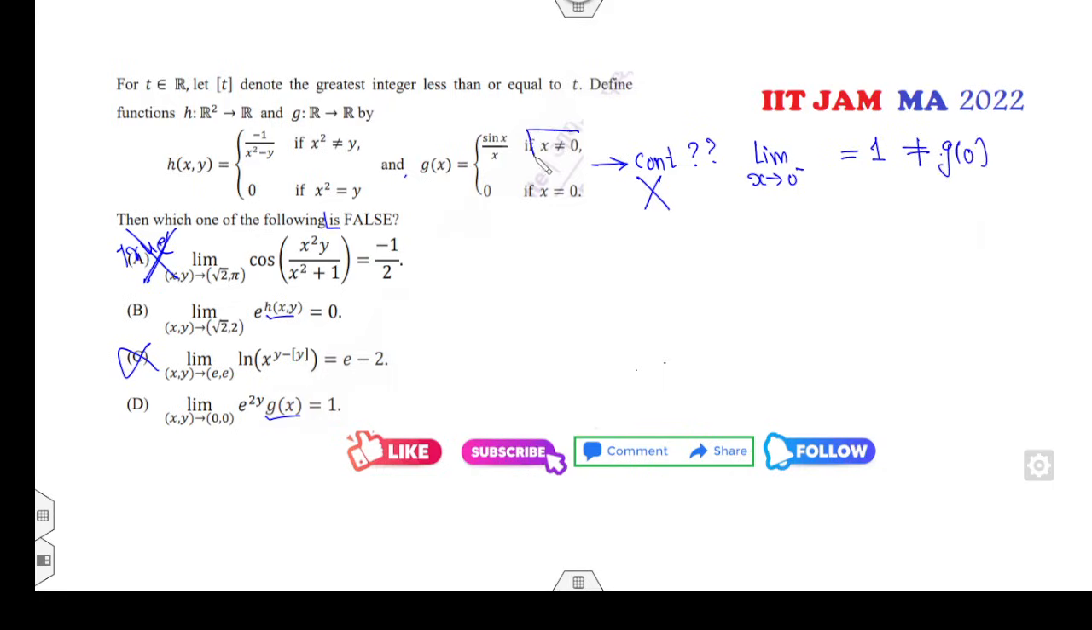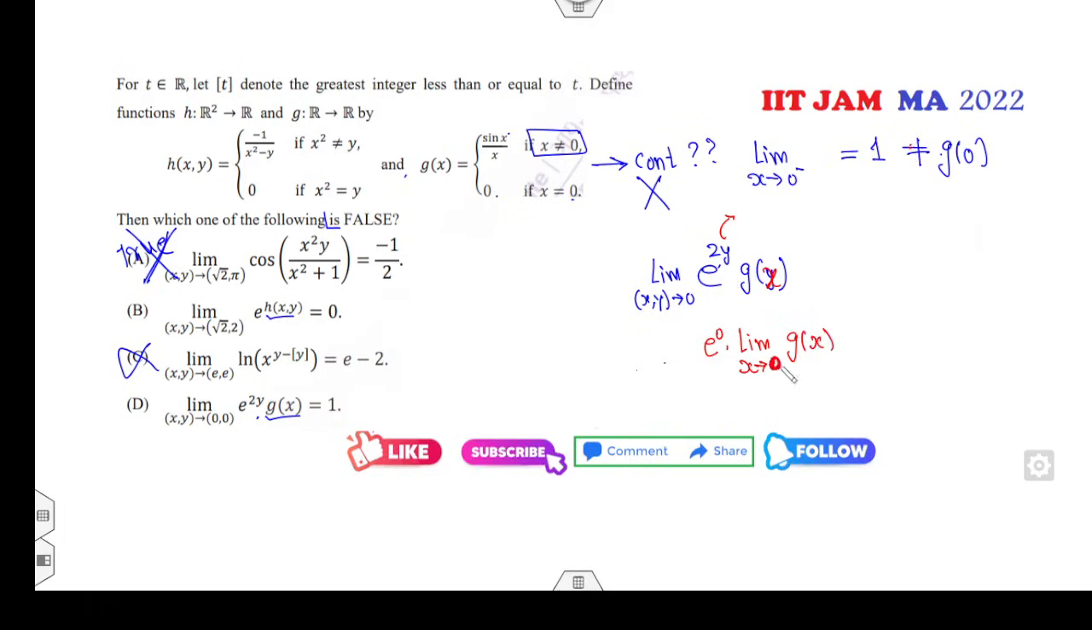Fine, g of x negative goes here and g of 0 here. So when you solve the last case, g of y as the limit of x, y approaches 0, you can fill in 0 directly, e raised to power 0, but you can never substitute g of 0, because it is not continuous. So if it is not continuous, what limit will you have to find?